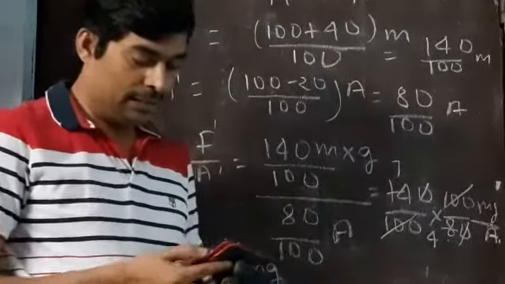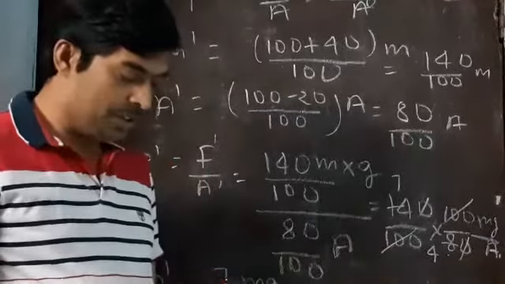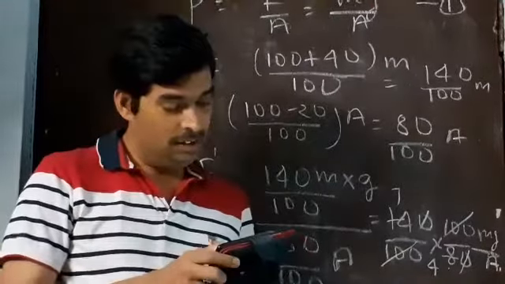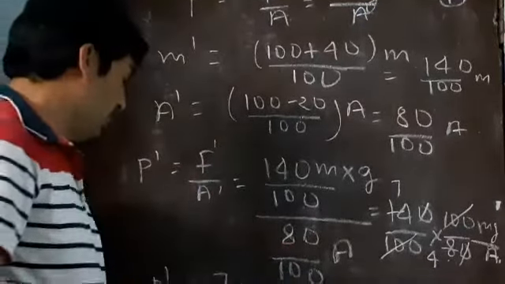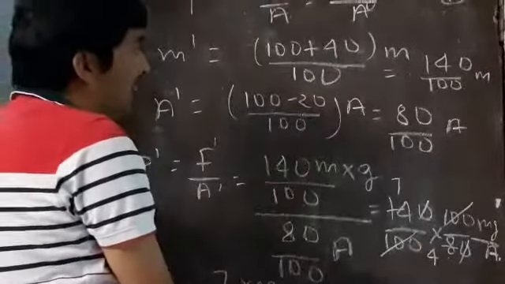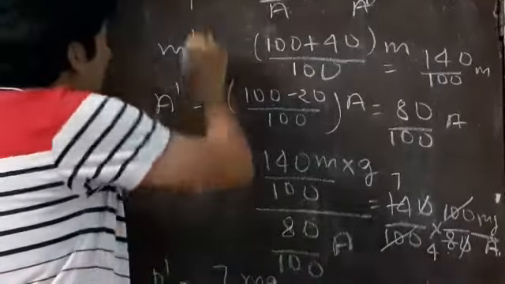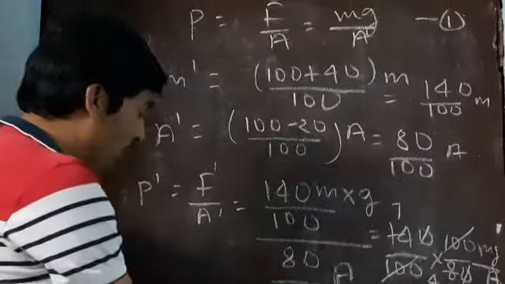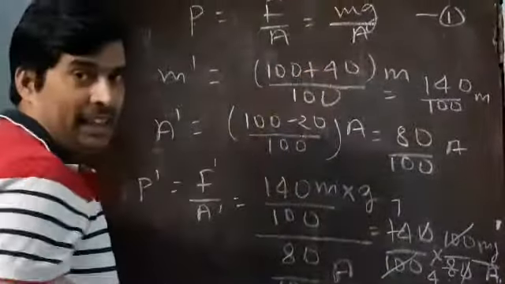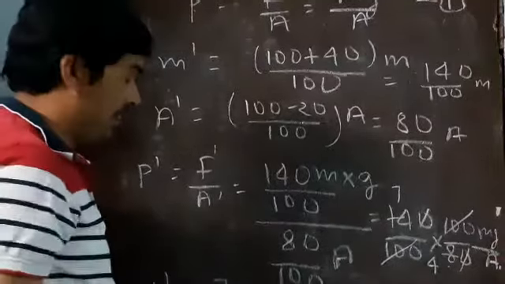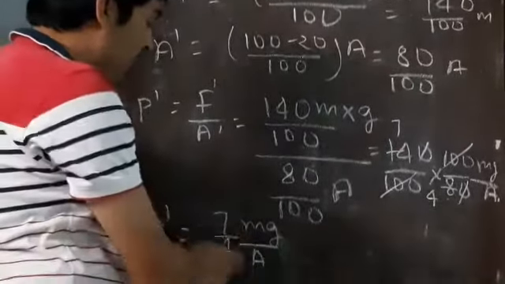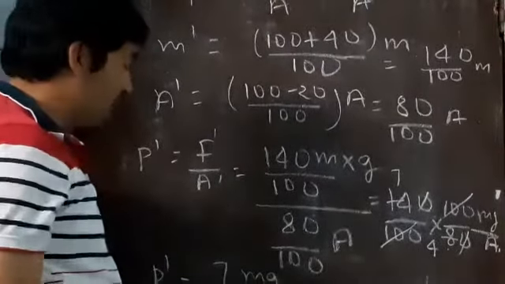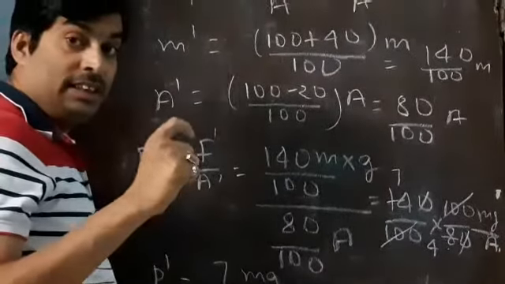Now this is the increase, and we need the percentage change. To find the percentage change in the pressure, first find the difference of these two, that means how much pressure has increased. This is the new pressure and that one the original pressure. So new minus original, you subtract. So 7 by 4 mg by A minus mg by A. Please work it out because you know this simplification of fractions from junior classes. That will give you 3 by 4 mg by A, which is the increase.